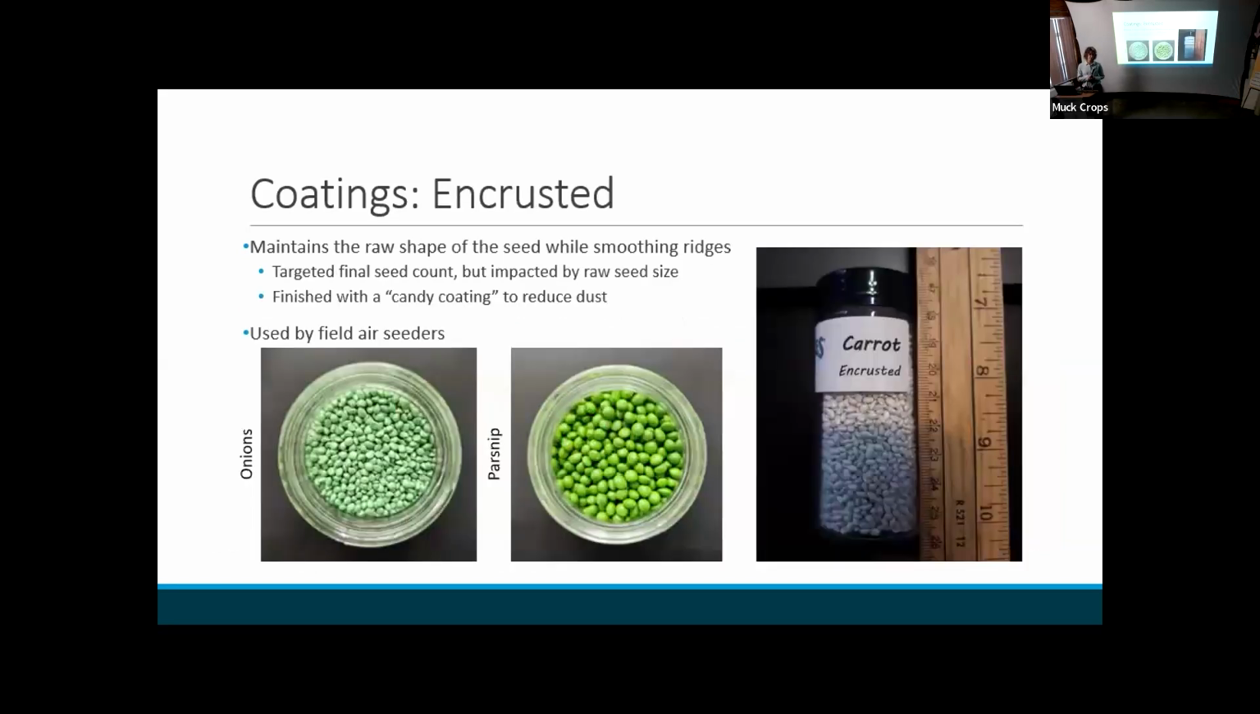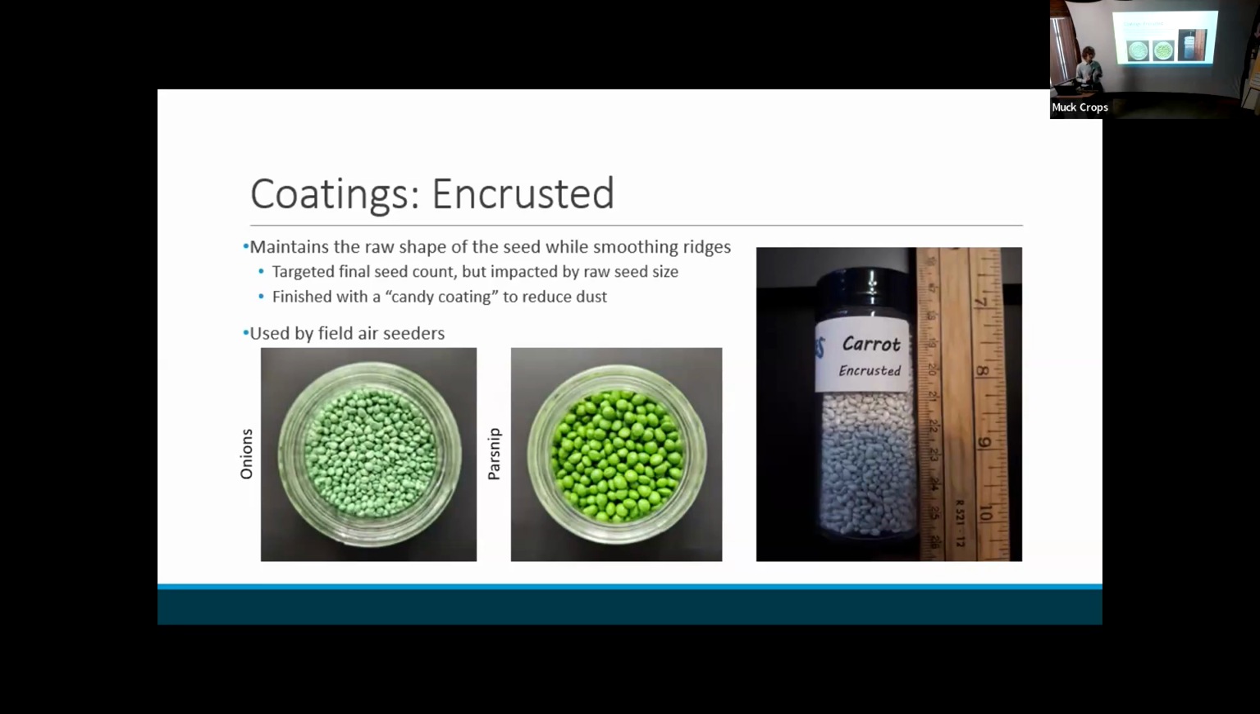So going down a little bit to a smaller size, encrusted seed. It maintains the raw size and shape of the seed while smoothing out all the crevices and ridges so that you can make a better connection with the holes in a vacuum seeder. You do still bring it to a certain final seed size, like on a seed count per pound, but it is impacted a little bit by the raw size of the seed.